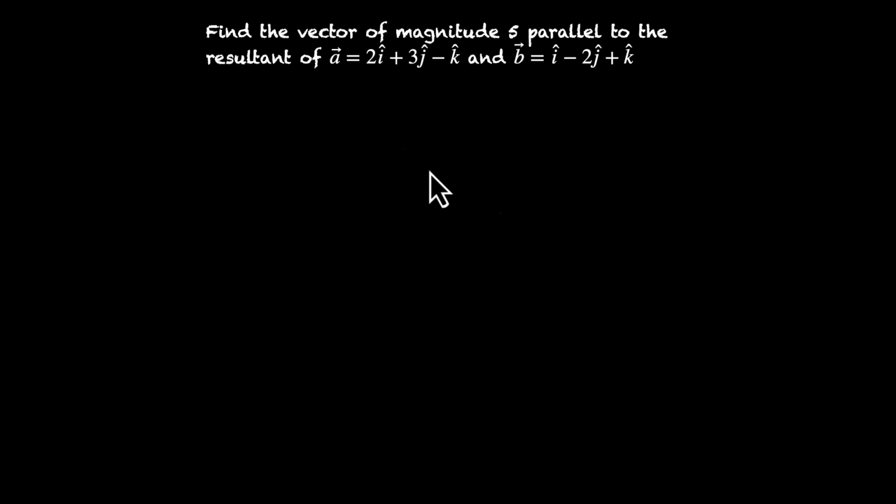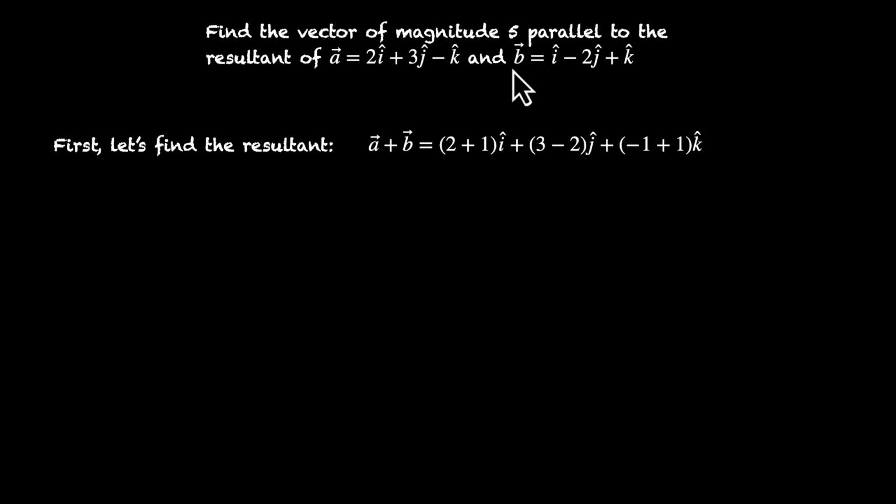Here's another problem. Find the vector of magnitude 5 parallel to the resultant of these two vectors, a vector and b vector. Pause the video, try this out. Okay, resultant means we are adding these two vectors. First, let's find the resultant. That's going to be a vector plus b vector. That's 2 plus 1 i cap plus 3 minus 2 j cap plus minus 1 plus 1 k cap.